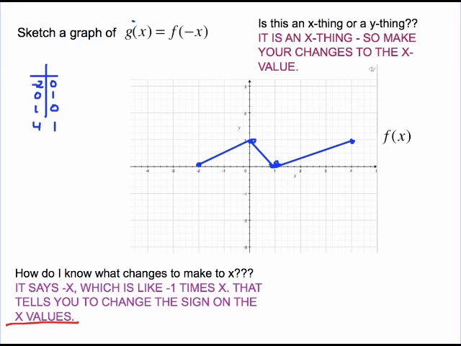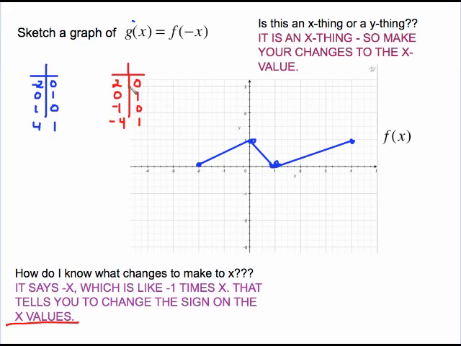Now I'm going to make a new T-chart with this alteration I'm going to make. And that is the fact that all we're doing is changing the sign on the x value. So this used to be negative 2, it's now positive 2. Used to be 0, stays 0. Used to be positive 1, now it's negative 1. Used to be 4, so now it's negative 4. Those are the only changes I'm making. I'm changing the sign of each x value. I am not changing the corresponding y values. So this column is still 0, 1, 0, 1.